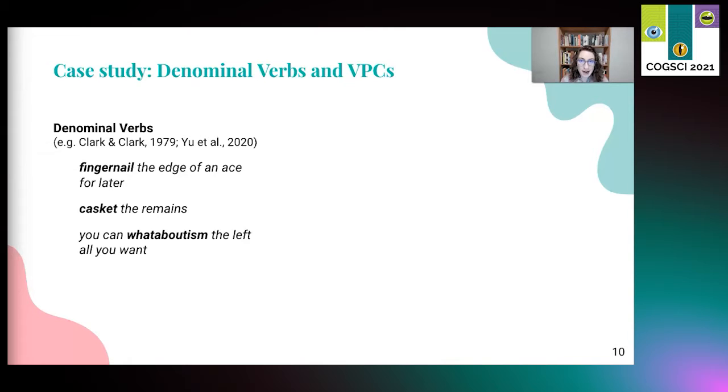Denominal verbs are nouns used as verbs, and there's a lot of really interesting work on them. A key idea that's relevant here is that denominal verbs are formed by taking a participant in an event and making that the verb. So an example from our corpus is "fingernailed the edge of an ace for later," which means to mark the edge of an ace using a fingernail, where fingernail is the instrument participating in the event, and we see it being used as a verb.